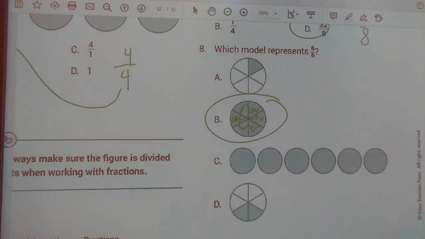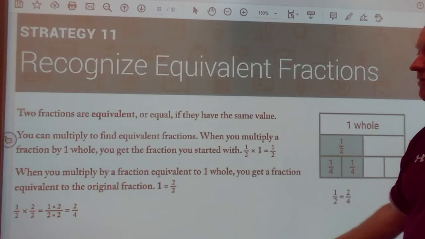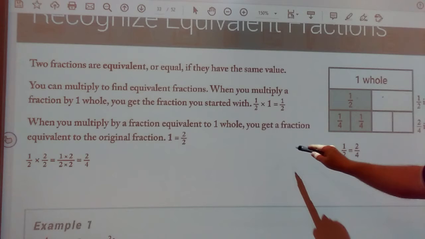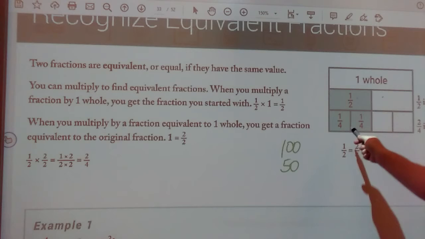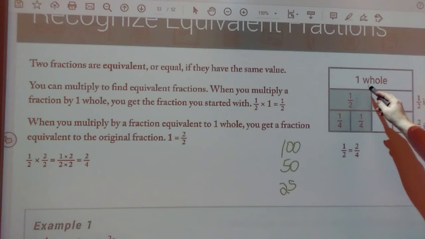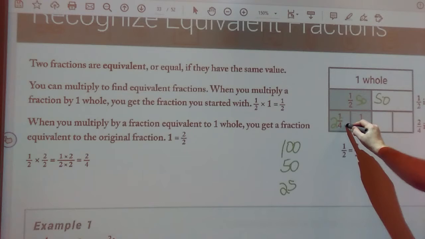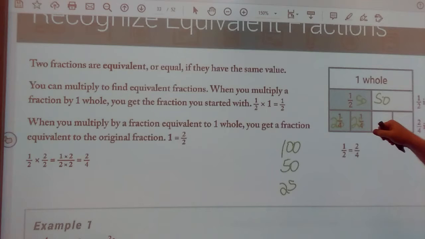Okay, now we're going to be looking at recognizing equivalent fractions. Okay? So you see here, two fractions are equivalent or equal if they have the same value. For example, a whole. Half of a whole, you have 2 squares, which is half and half. And then, of course, you have 1/4 over 1/4. Because think of this as a whole as 100. Okay? Think of a half as 50. And think of a quarter as 25. Okay? Now, a half of a whole is half-half. So let's say 50-50. Okay? And half of 50 is what? 25. And we do another 25. 25 plus 25 is 50. 50 plus 50 is 100, or a whole. Okay?